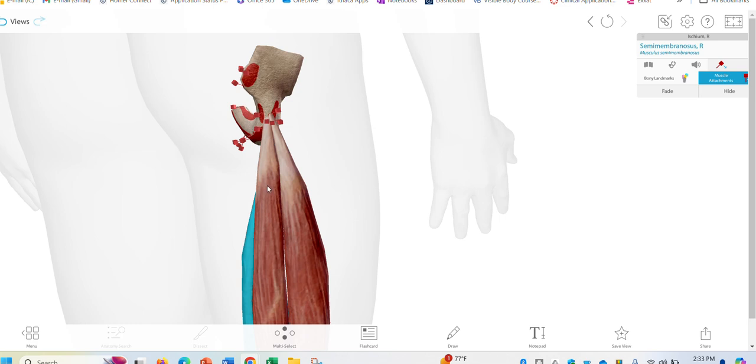We don't see biceps femoris short head because that's going to be originating on that lower linea aspera of the femur. So it's not going to be a part of our hamstrings up here. And it's not going to be crossing that hip joint, so it won't be acting on the hip.